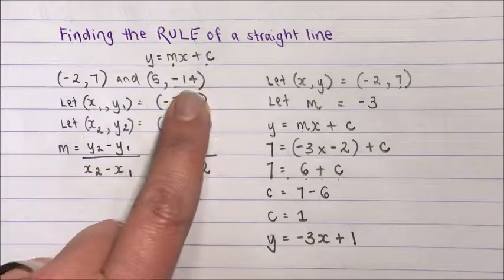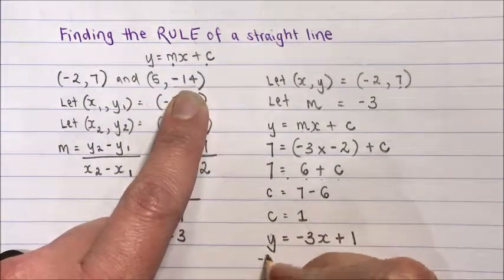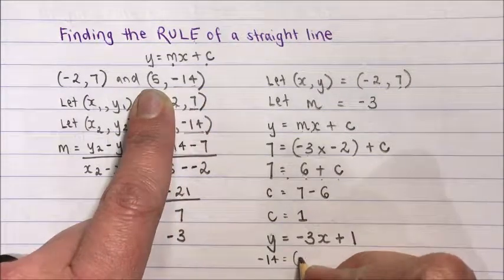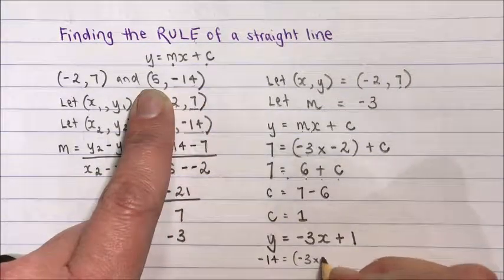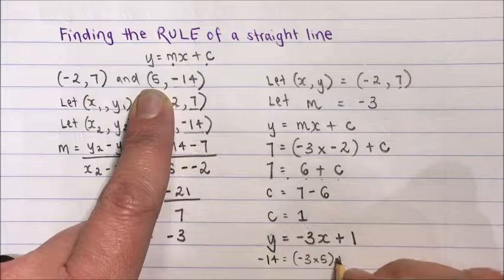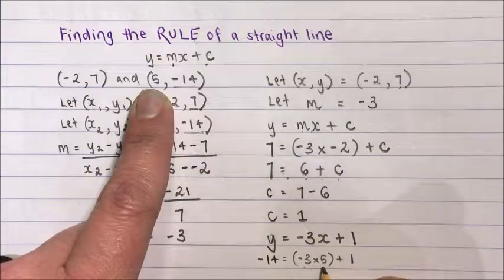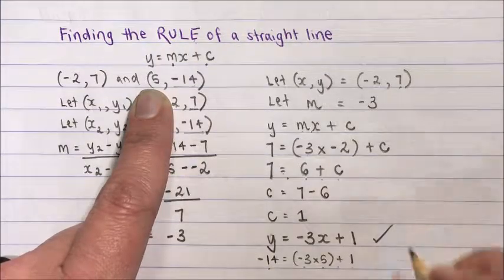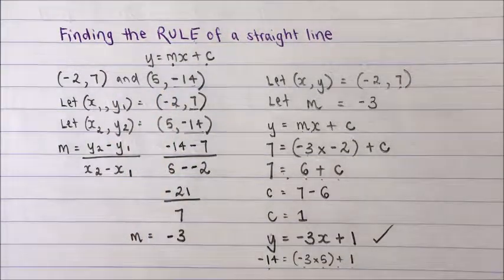Let's quickly substitute in this second set of coordinates to work out if we've got the right formula. So, if y is negative 14, what happens when I do negative 3 times 5 plus 1? Yeah, negative 15 plus 1 is negative 14. That looks right to me. Terrific.